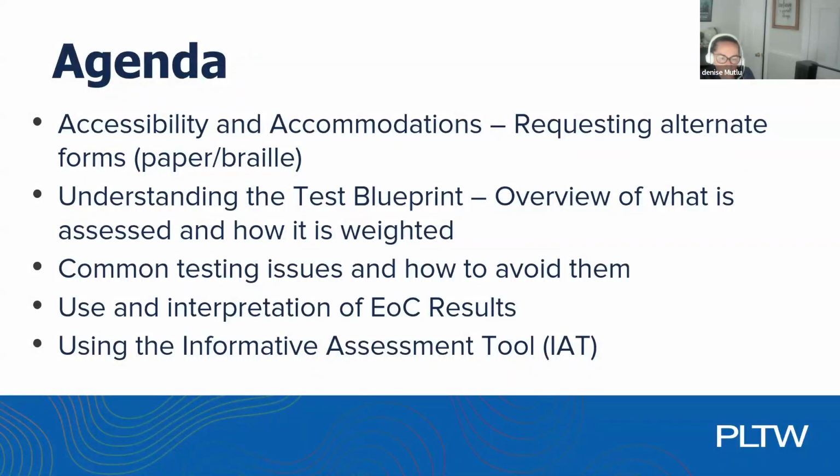For our agenda, we're going to start off with talking about accessibility and accommodations, requesting paper forms, alternative Braille and paper forms. We're going to talk about understanding the blueprints that are indicated and located in the admin manual. What is it? What's assessed? These are critical blueprints that outline the content and the percentage of skills and content that will be measured on the EOCs, a sort of roadmap for teachers and for students.